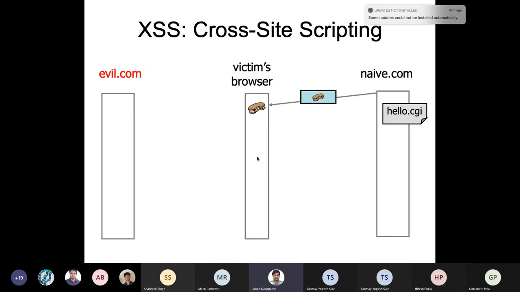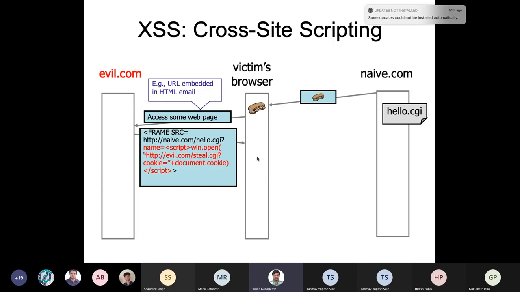The first step, of course, is that the victim is tricked into visiting evil.com, and this is through a number of social engineering attacks where they end up accessing some web page that takes them to evil.com. They just click on some email or some embedded URL or something like that. So they end up going to evil.com. You don't actually have to type evil.com in your web browser. What comes back from evil.com is a frame that's sourced at naive.com that's invoking the hello.cgi application. But instead of invoking it with the name being some literal, it is invoking it with something that can be interpreted as code if you choose to interpret it as code.